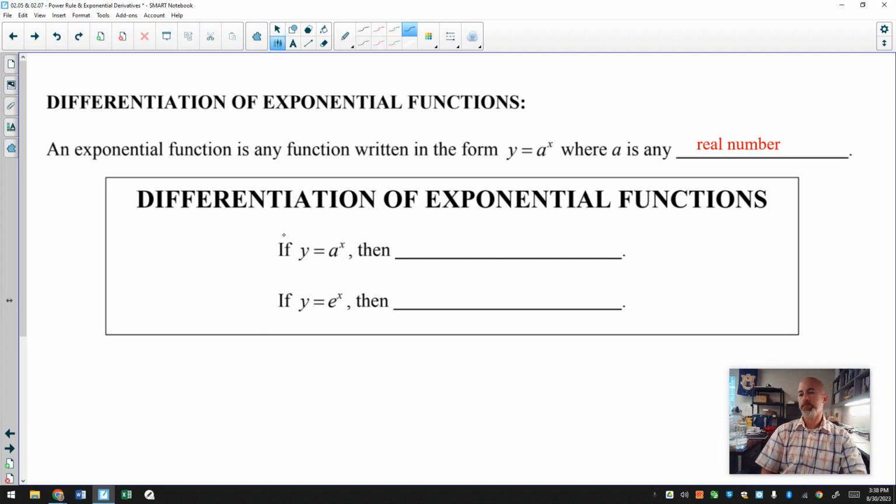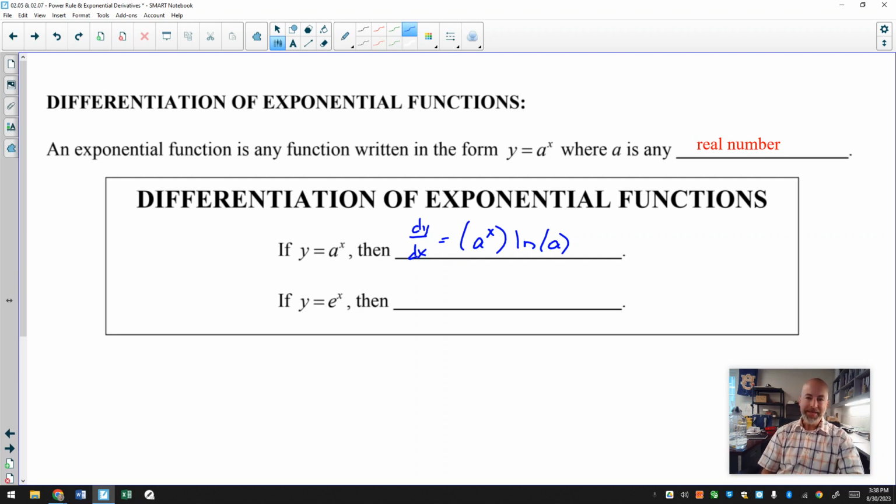Here we go. So if it's a to the x, then your derivative, dy dx, is a to the x. You copy the function as it is, and then you multiply by the natural log of whatever the base is. A to the x times the natural log of a.